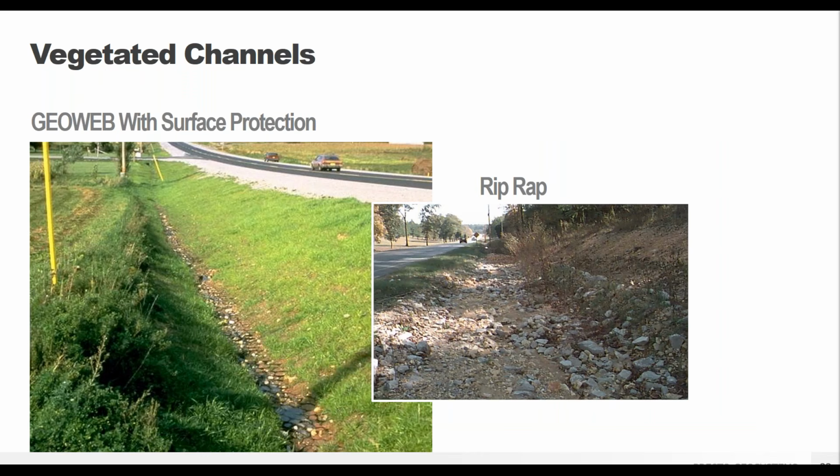So this is a pretty typical application where you can use the GEOWEB alongside of a roadway or a highway. And you could compare it to a standard riprap channel. I'm pretty sure we've all seen one of these. The riprap system just really looks unfinished. It looks like you cut the channel and then left it there, meaning to come back someday. It's going to need maintenance after every major storm event to ensure that there's not significant loss of that riprap material.